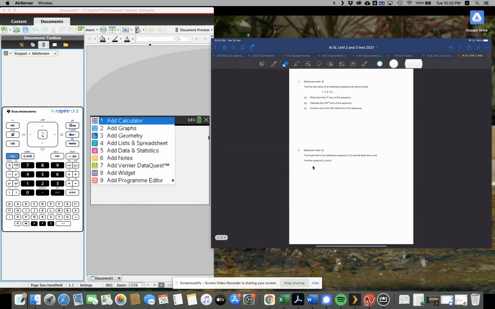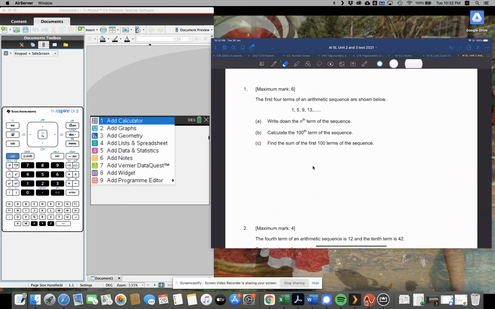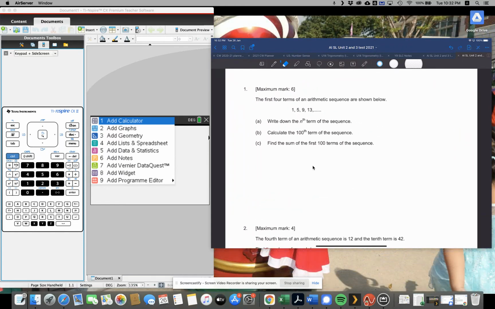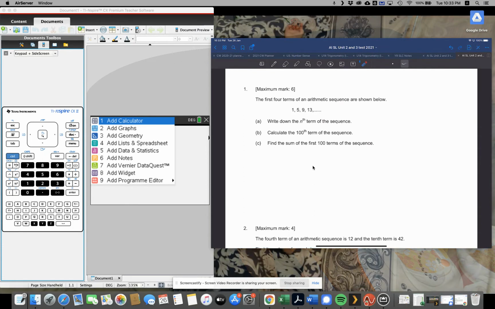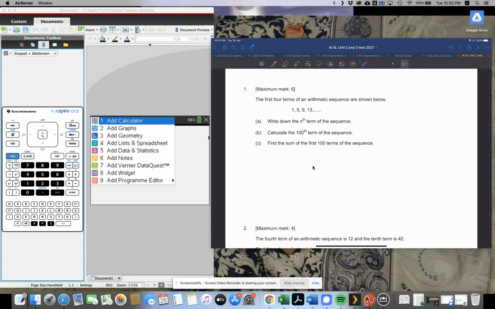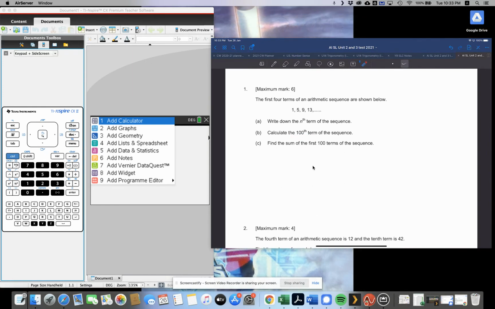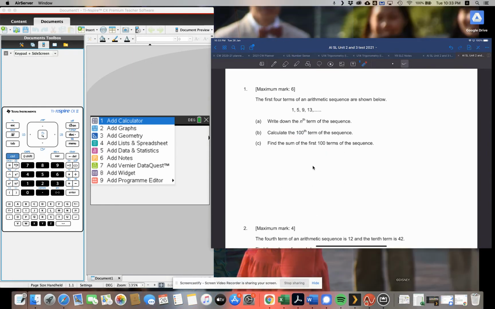So starting with the first two questions. If you are given an arithmetic sequence as 1, 5, 9, 13, you need to write down the nth term of the sequence. So it's asking for the formula, and then the 100th term of the sequence, and then the sum of the first 100 terms.